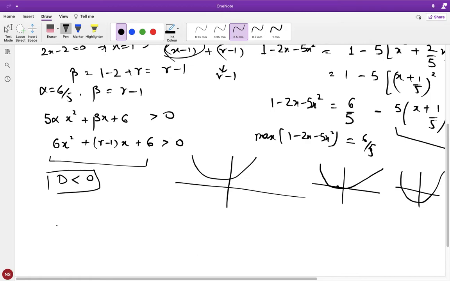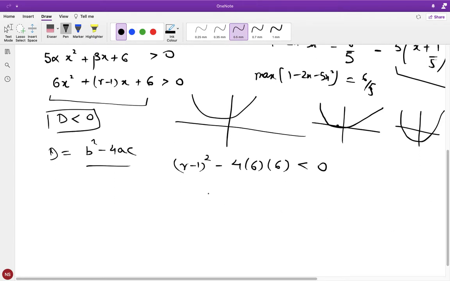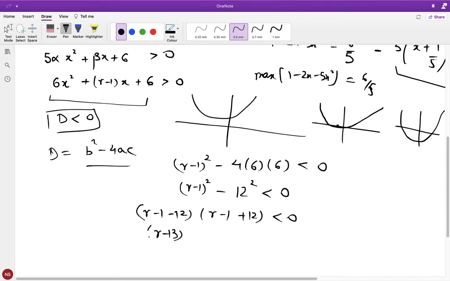What is the discriminant? Minus b plus minus square root of b square minus 4ac by 2a. Those are the roots, and the discriminant is what? b square minus 4ac. So this is less than 0. What is b? r minus 1 whole square. What is a? 6. What is c? 6. This is less than 0. So instead of opening the squares, 4 is 2 square and 6 into 6 is 6 square. So 2 square, 6 square is 12 square. a square minus b square is what? a minus b into a plus b. So r minus 13 into r plus 11 is less than 0.